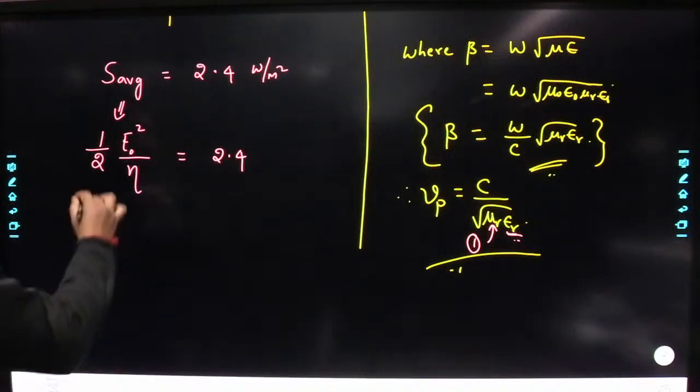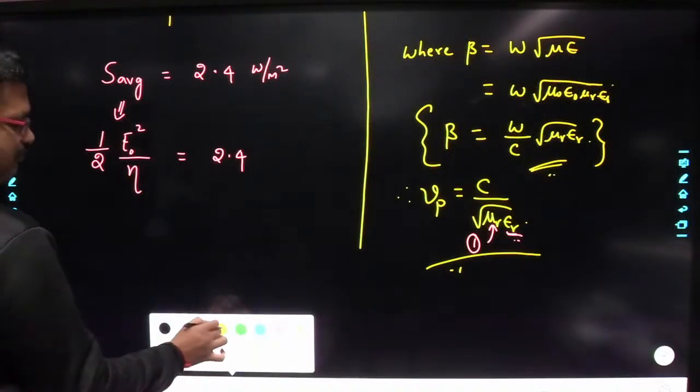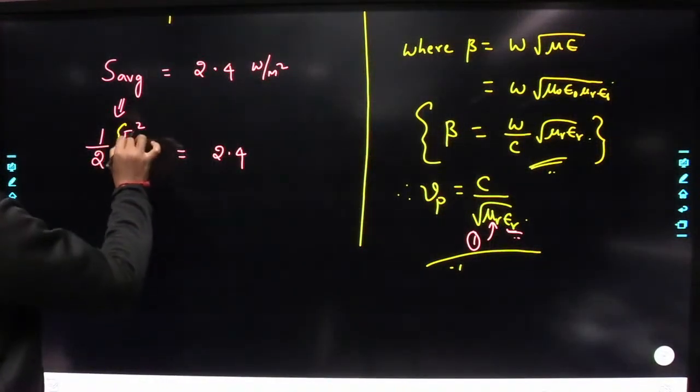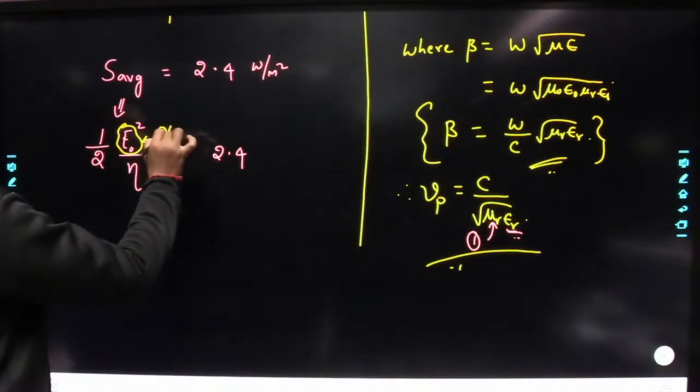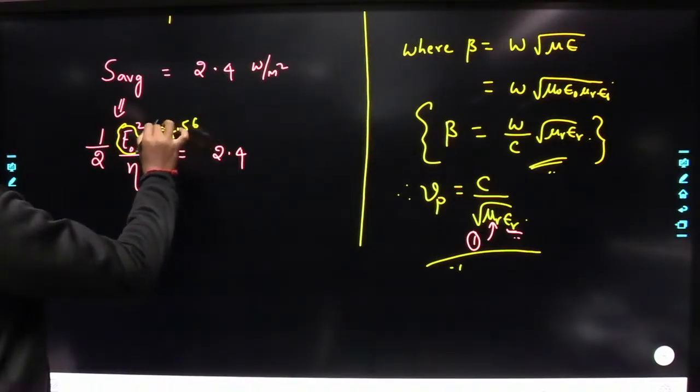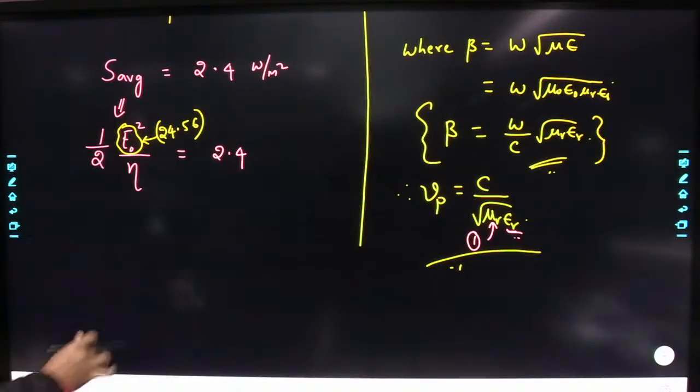Now from here they have given the amplitude of the electric field also. What is the amplitude of electric field they have given? They have given it as 24.56 volt per meter. So substitute this value and try to determine eta here.